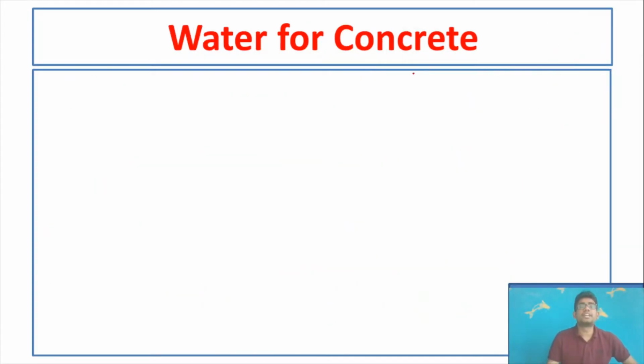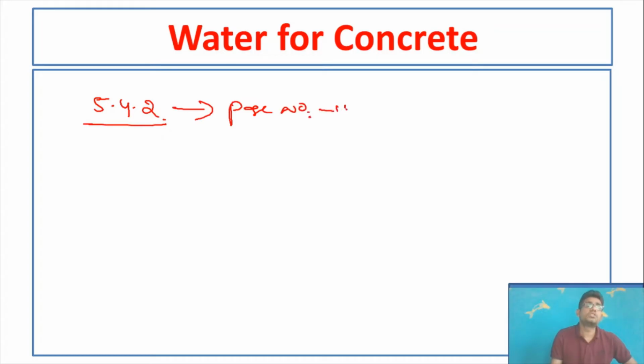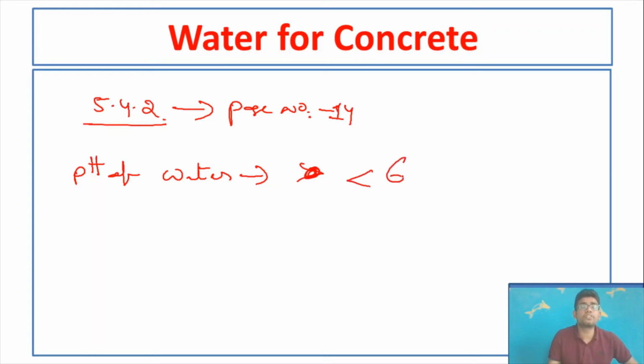Next one, water for concrete. For the water we use, the clause given is clause number 5.4.2, page number 14. This clause says that the pH of the water we use shall not be less than 6. That means it should always be greater than 6. So remember this point here. Whatever the water we use for the concrete, the pH should not be less than how much? 6. Very, very important point.